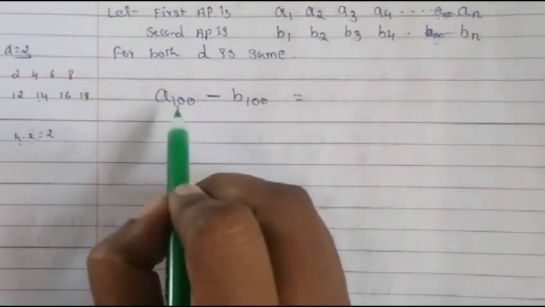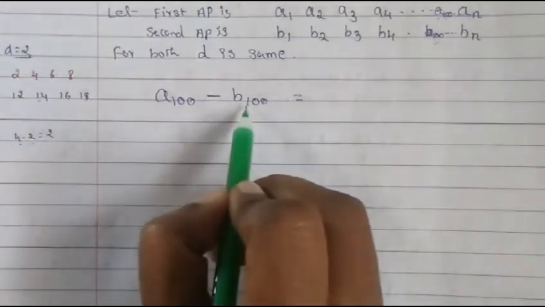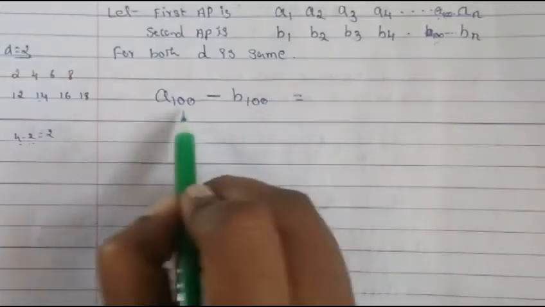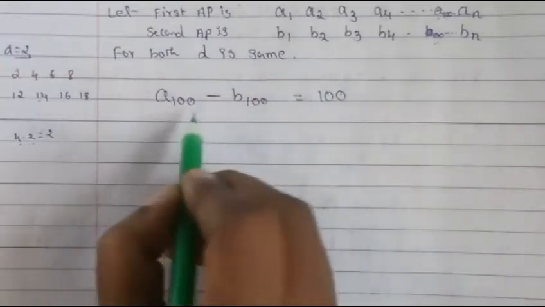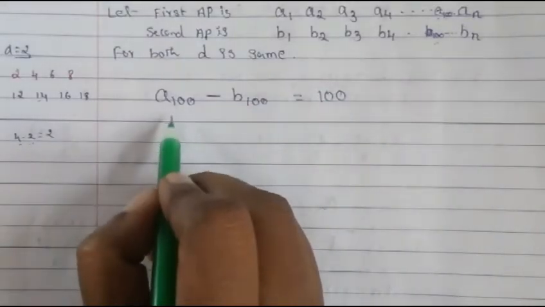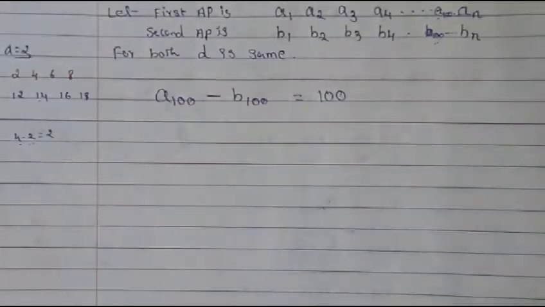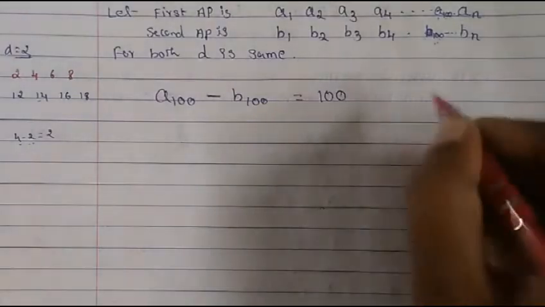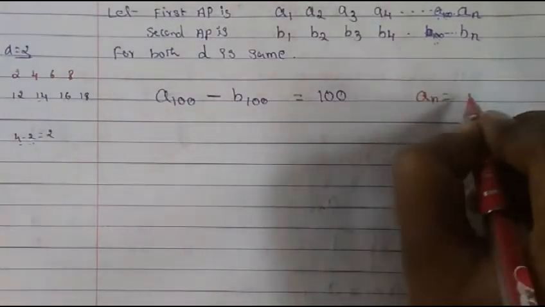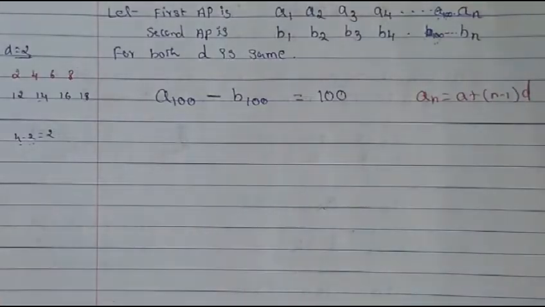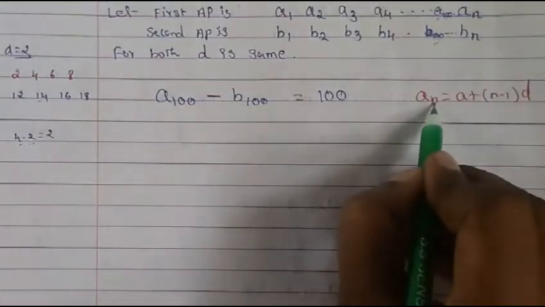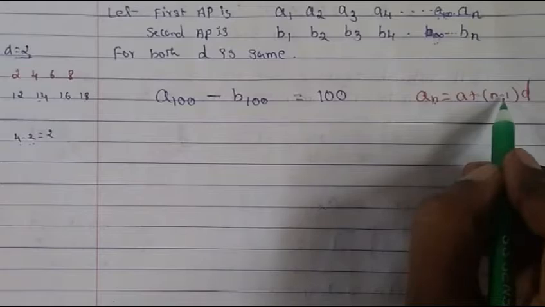So from this AP, the 100th term minus the second AP's 100th term, the difference is what? 100. So 100 is given to us. Now let's write it down in equation form. Our formula is a_n equals a plus (n minus 1)d. So if n is 100, this will be 100 minus 1.